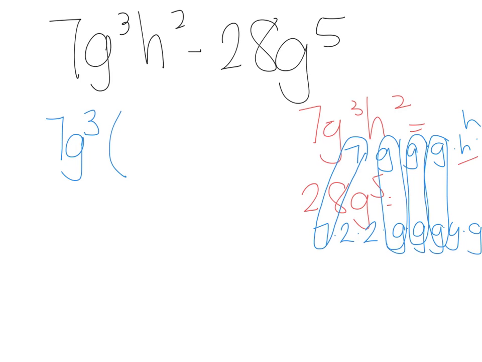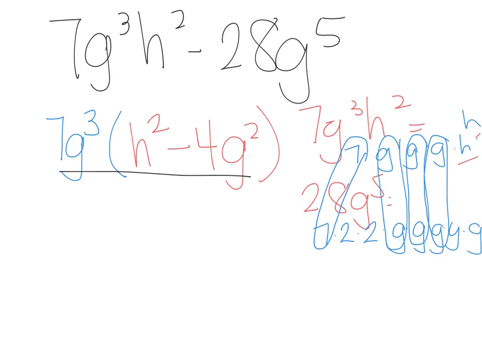I've got h and h, so that makes h squared, minus, because there was a minus above, and now I have 2 times 2, which would be 4, g times g, g squared. Okay, I've got this problem now that looks pretty good, but now I need to ask the second question. Is it a trinomial? The answer is no. Is it a binomial? Yes.